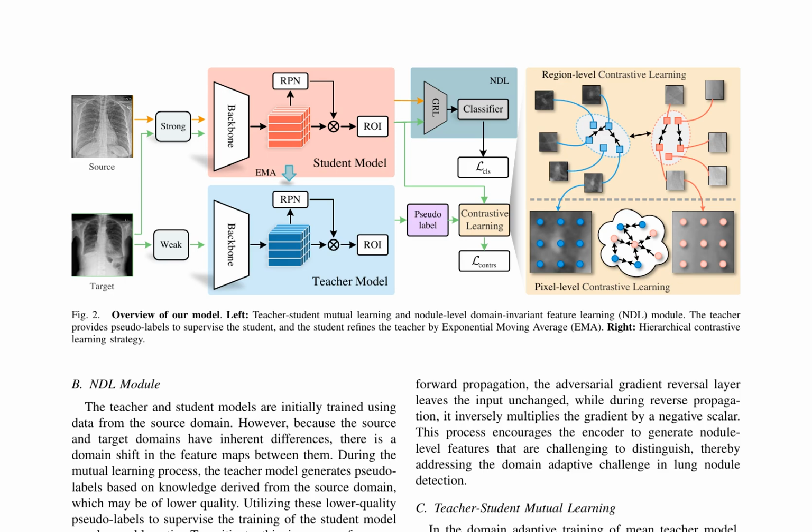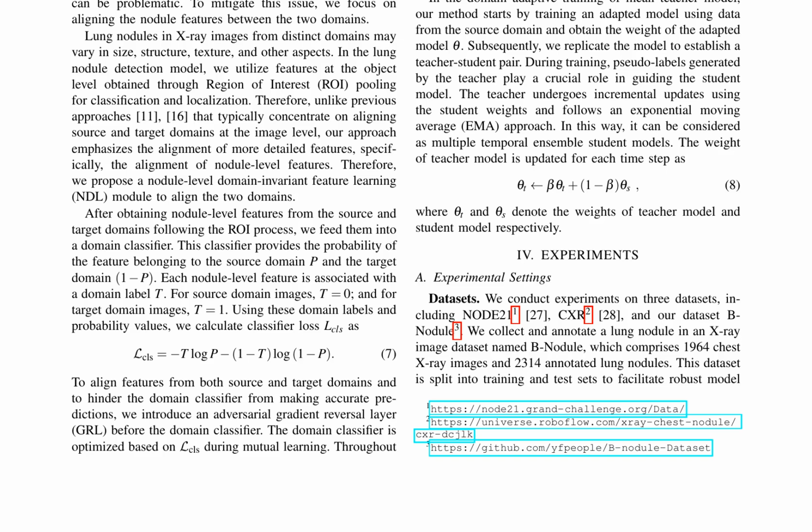The teacher-student mutual learning process is initiated by training an adapted model using data from the source domain and obtaining the weight of the adapted model. The teacher model undergoes incremental updates using the student weights and follows an exponential moving average (EMA) approach, making it akin to multiple temporal ensemble student models. Experiments are conducted on 3 datasets, including Node 21, CXR2, and B-nodule.